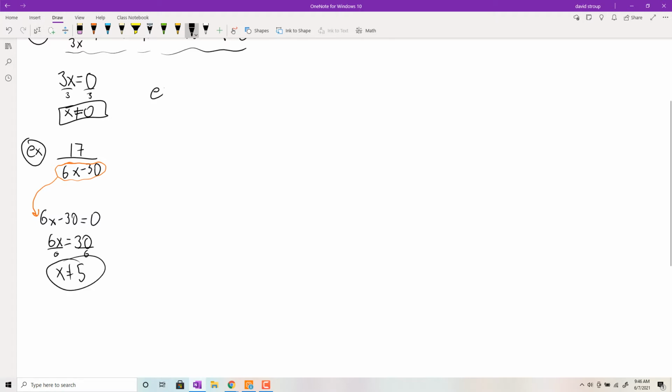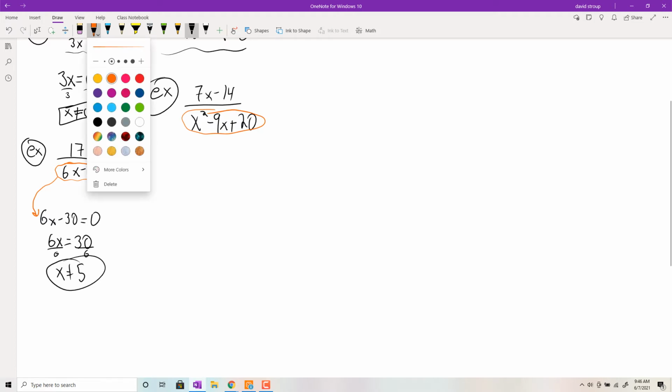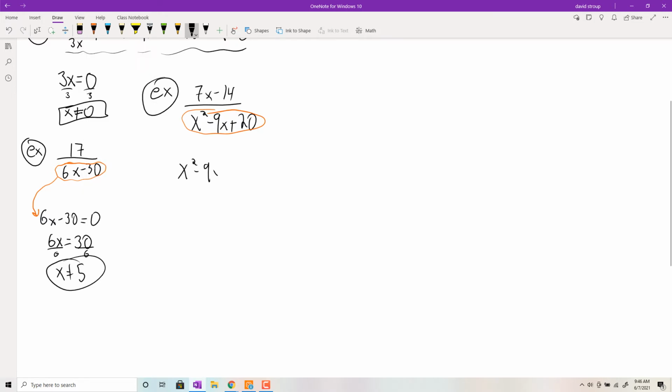Let's look at a harder one still: 7x minus 14 all over x squared minus 9x plus 20. Again, all you're doing is taking the denominator of the expression, setting it equal to 0, and solving it. Set each factor equal to 0 and solve those. So x can't be 5 and x can't be 4.